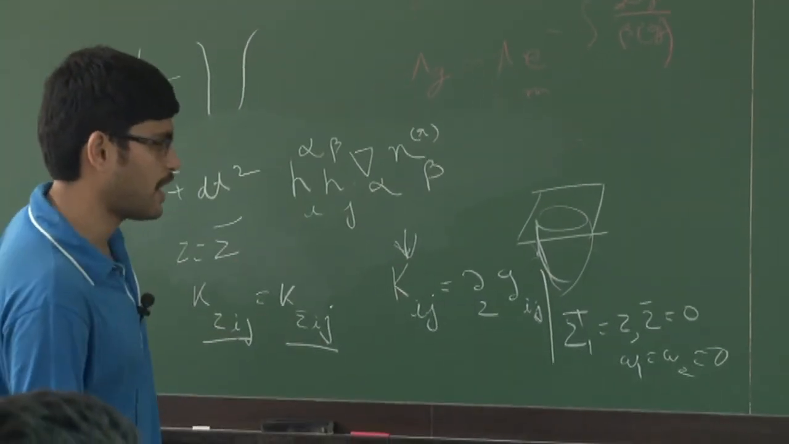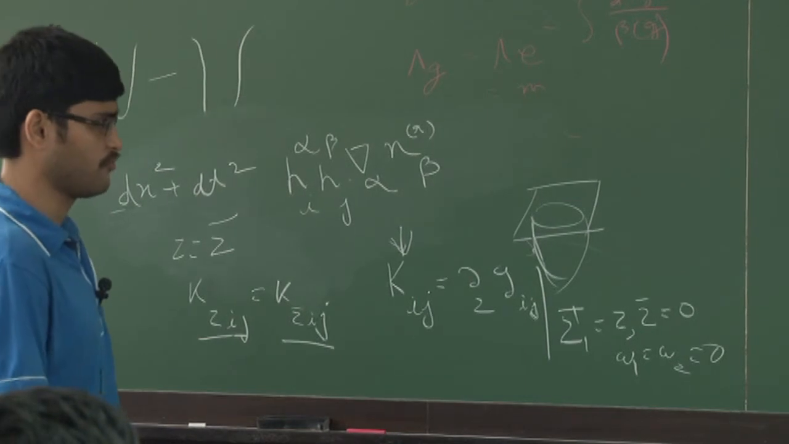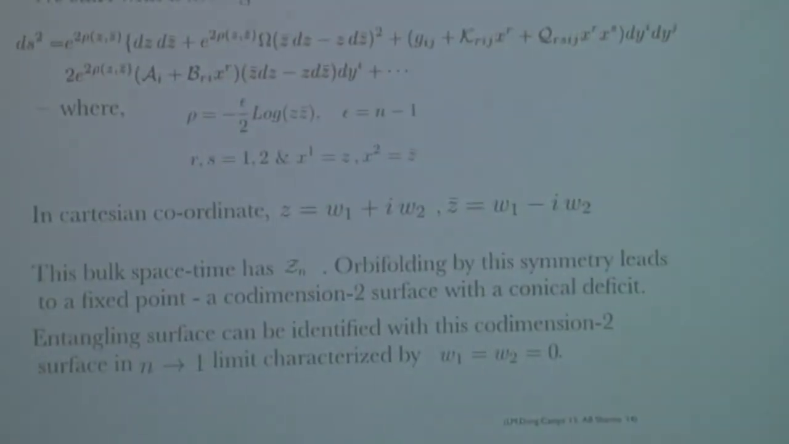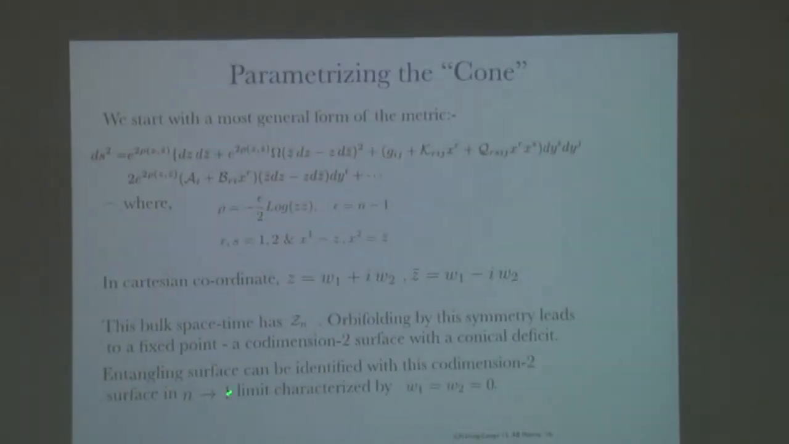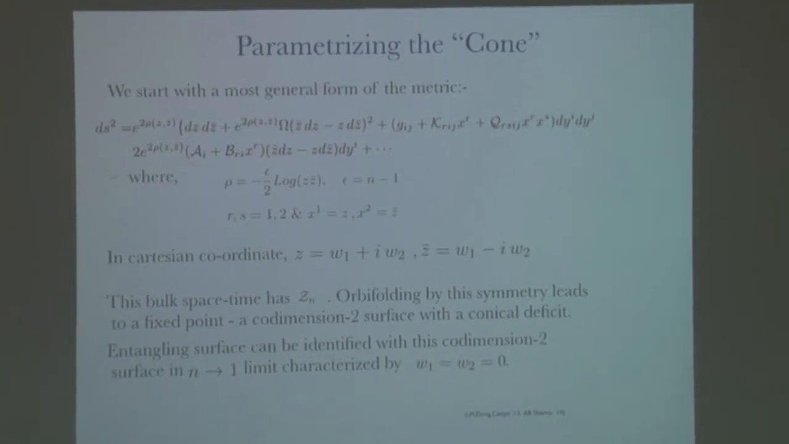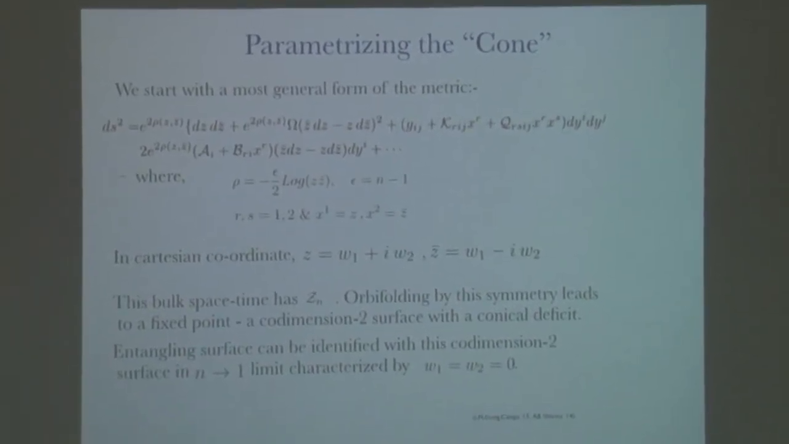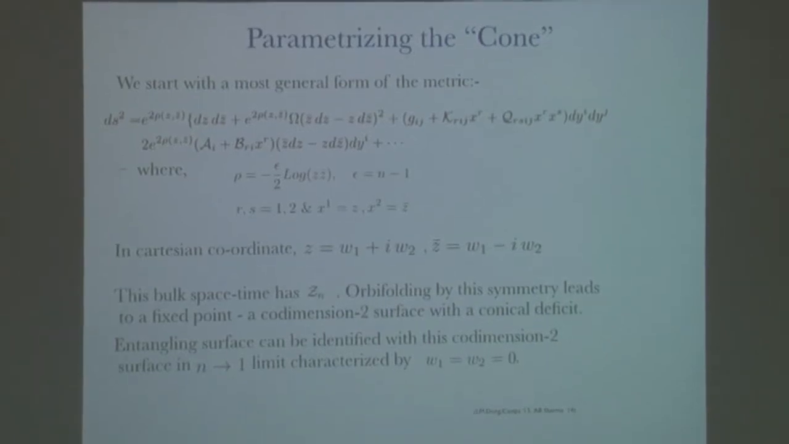So, now as I have said, the bulk spacetime has a Zn symmetry, or orbifolding by this symmetry leads to a fixed point with a codimension 2 surface with a conical deficit, and the entangling surface can be identified with this codimension 2 surface in the n equal to 1 limit. And the surface is characterized by these two conditions, W1 and W2 equal to 0.